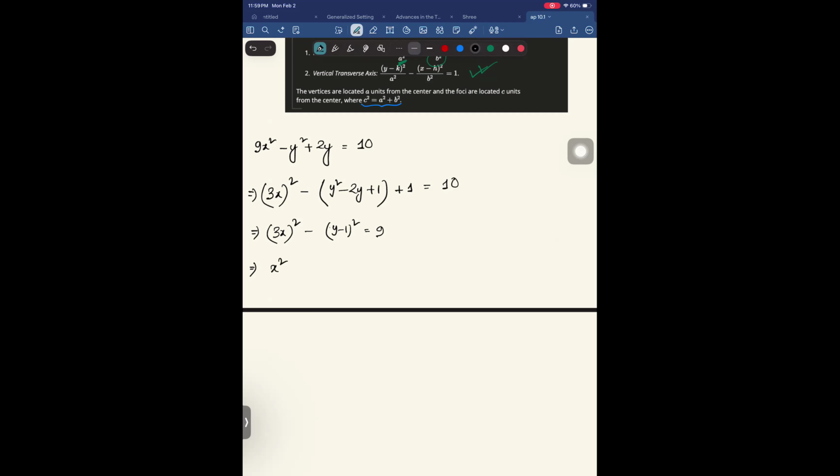Then this is just x squared minus (y minus 1) whole squared over 3 squared, right? And compare this with (x minus h) whole squared over a squared minus (y minus k) whole squared over b squared equals 1, right? So you can see that this is actually (x minus 0) whole squared over 1 squared, right? That's it. So you know the coordinate h comma k, you know a, you know b, you know everything.